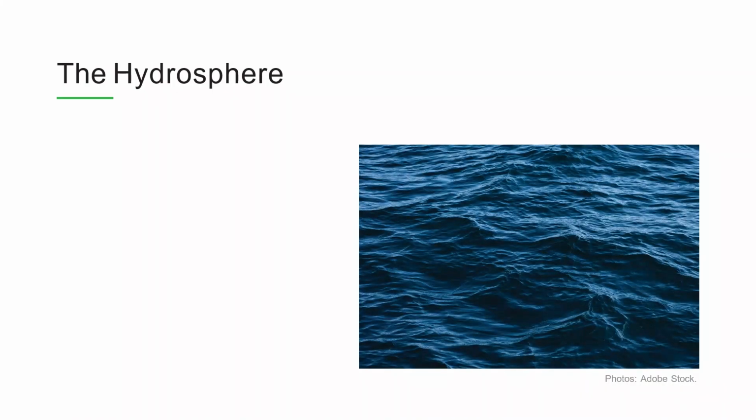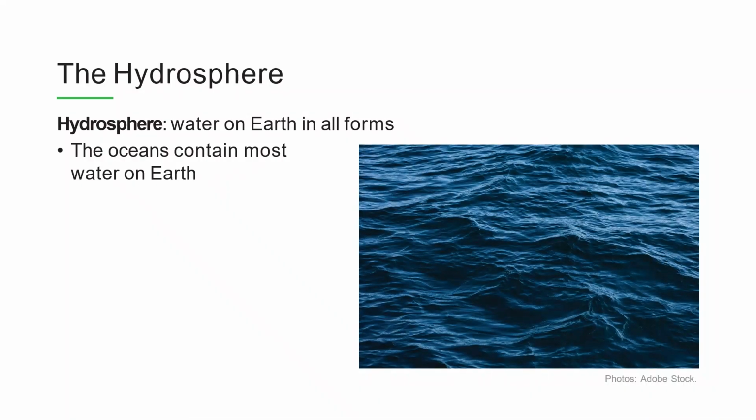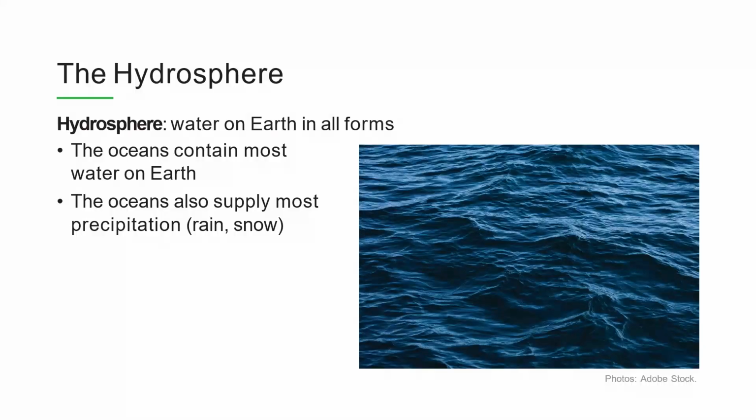The hydrosphere is water in all forms. Hydro comes from the ancient Greek hudor, for water. The oceans contain most water found on Earth, and they're also the source of most precipitation, like rain. And water can also be found in its frozen form as ice.